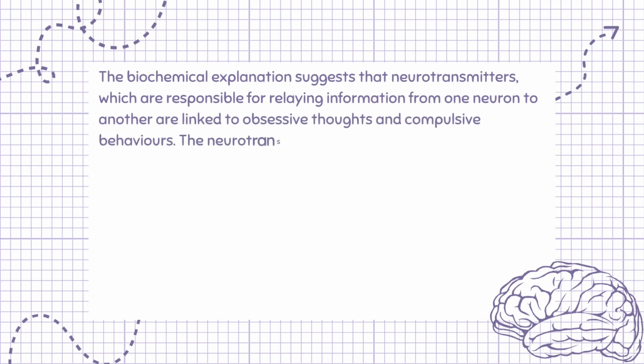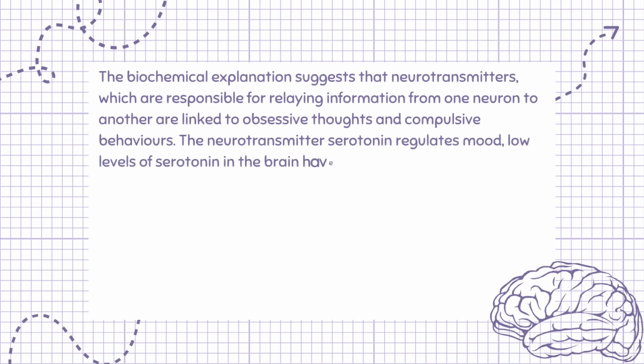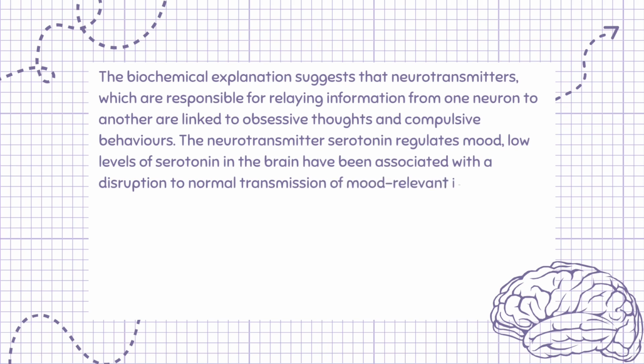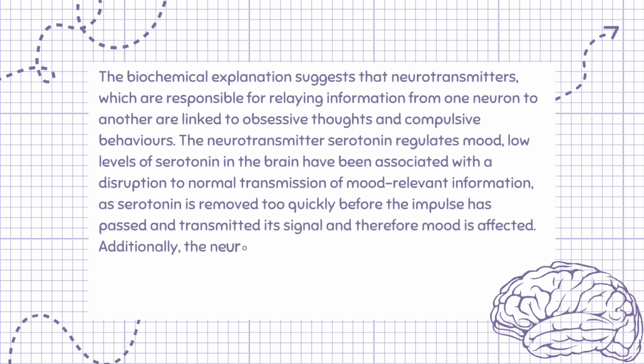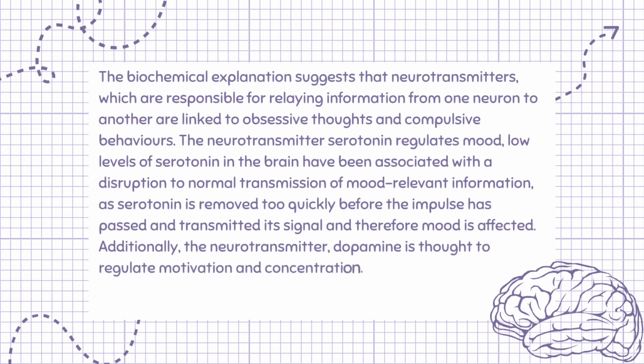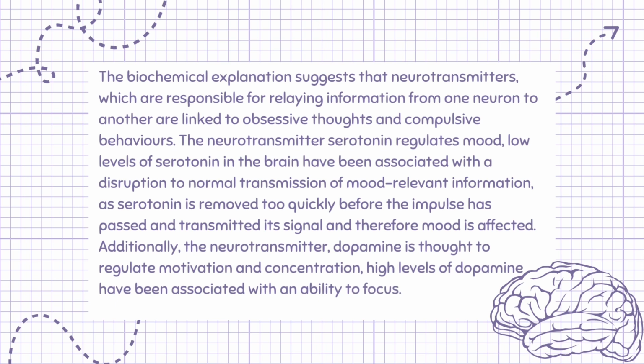The neurotransmitter serotonin regulates mood. Low levels of serotonin in the brain have been associated with a disruption to normal transmission of mood-relevant information, as serotonin is removed too quickly before the impulse has passed and transmitted its signal, and therefore mood is affected. Additionally, the neurotransmitter dopamine is thought to regulate motivation and concentration. High levels of dopamine have been associated with an ability to focus.